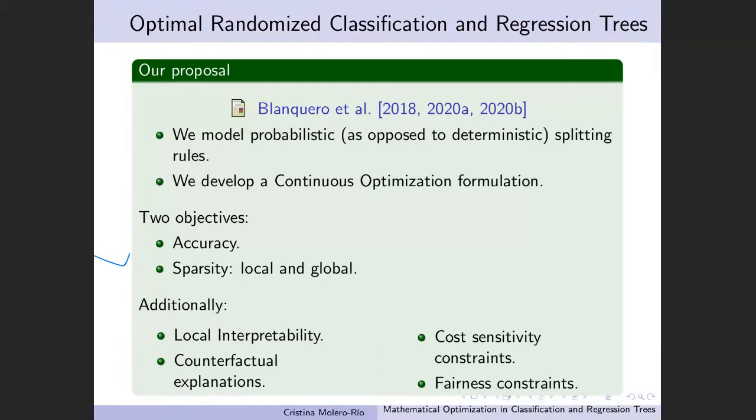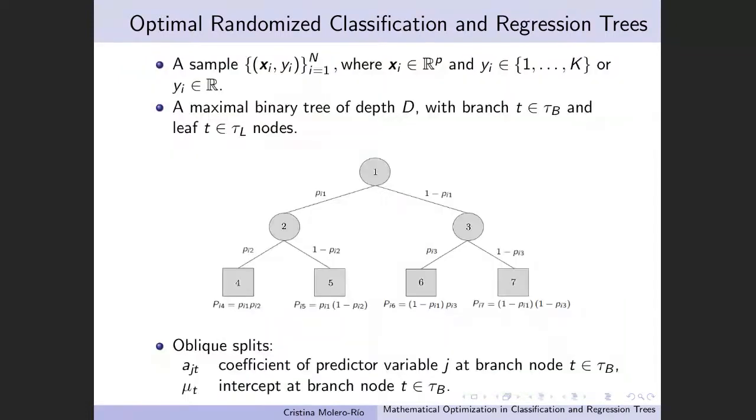Additionally, we will see the strength of our formulation, and we are going to model some desirable properties that we can add to our model, which are local interpretations, counterfactual explanations, and cost sensitivity and fairness constraints.